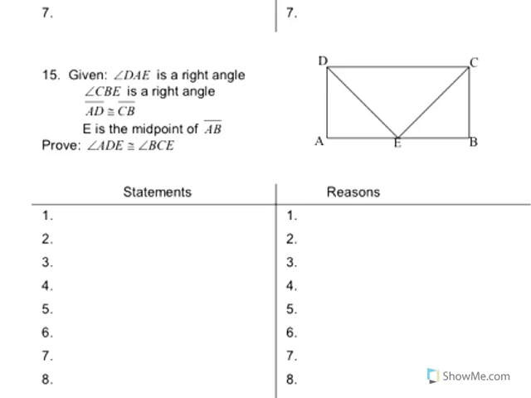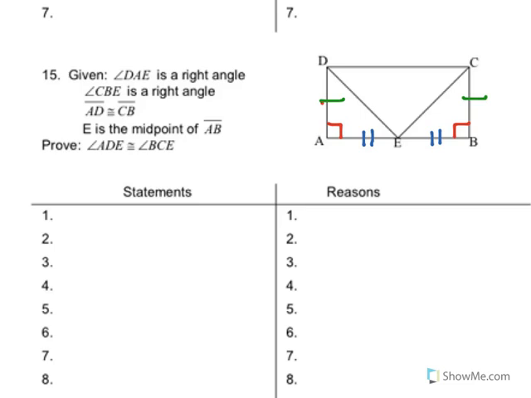Okay, let's look at number 15 and kind of map out a plan with it. Since angle DAE is a right angle, I'm going to put that in. CBE is a right angle. And so we know those two are congruent. All right angles are congruent. AD is congruent with CB, and E is the midpoint of AB. So knowing that, we can go ahead and prove that these two are congruent.